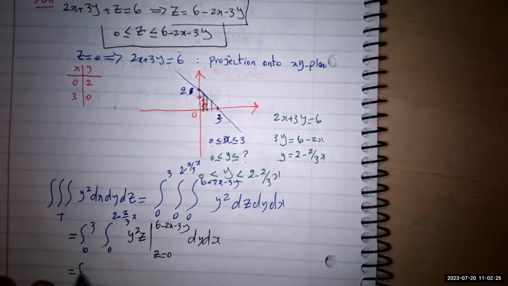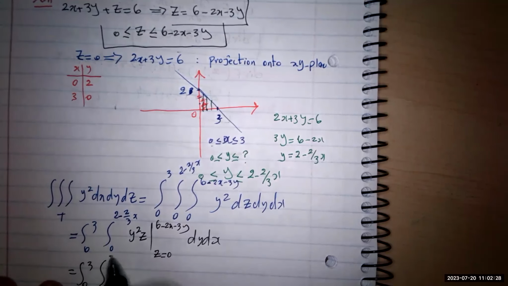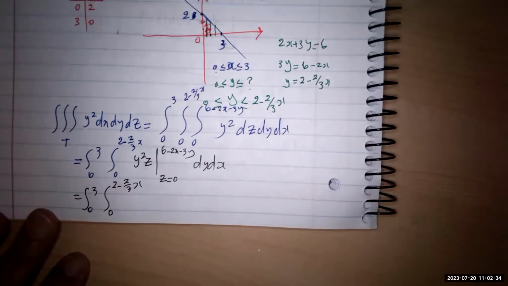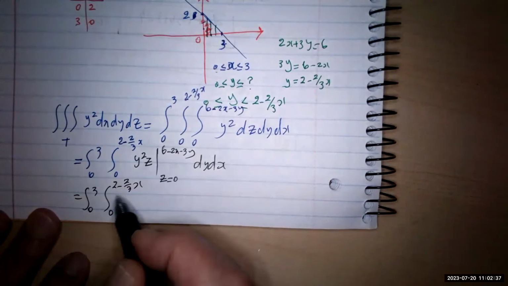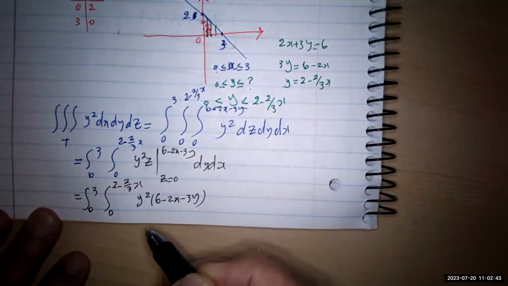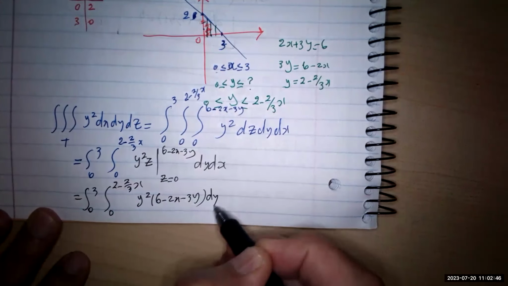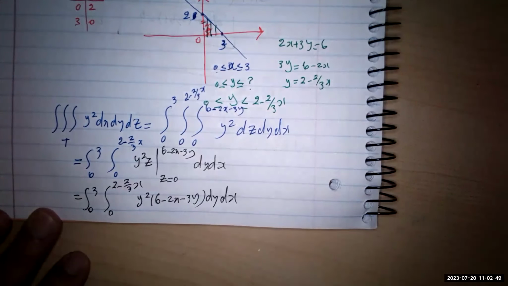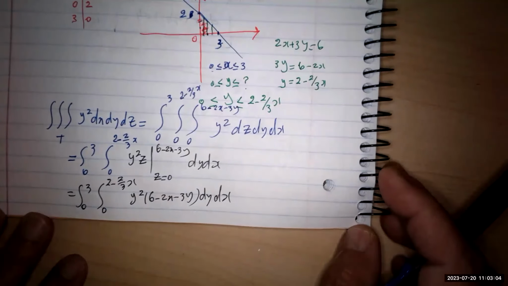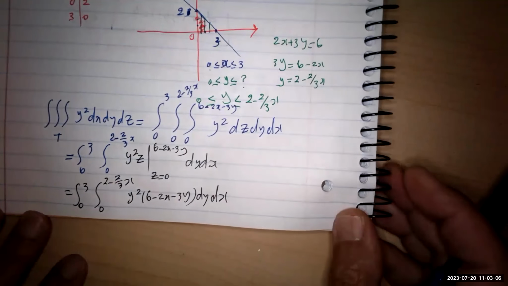So this is going to be 0 to 3, okay, 0 to 2 minus 2/3 x. Okay, substitute. This is z. So it's going to be y squared times 6 minus 2x minus 3y, and then the dy, the dx. The leftover would be 0. Okay, this is going to be the first part. So multiply the y squared inside and then integrate with respect to y. Okay, I'm done. I go to the next page to continue.